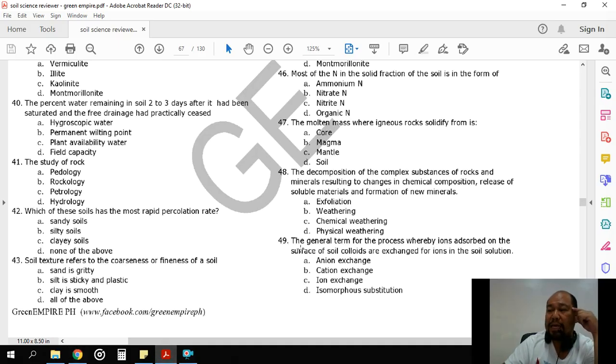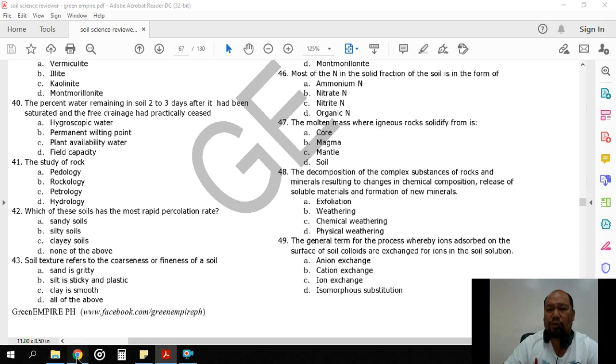Now, the general term for the process whereby ions adsorbed on the surface of soil colloids are exchanged for ions in the soil solution. It's actually called ion exchange. Okay? Anion exchange is specific, cation exchange is specific. It's not isomorphous substitution. I forgot where isomorphous fits, but it's not the one. Ion exchange. But typically for soils, there is a net negative charge on the outside of the soil particle, particularly colloidal particles, the clays.